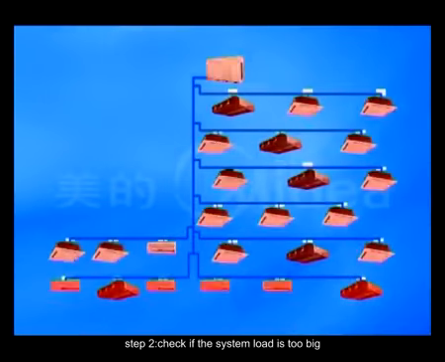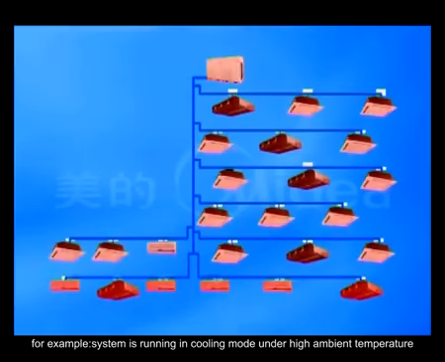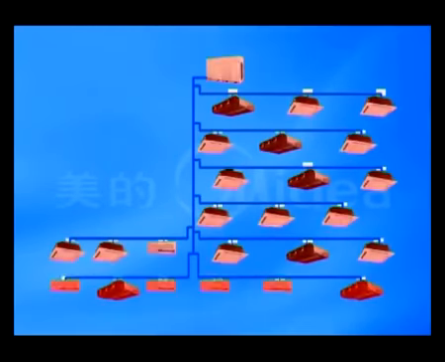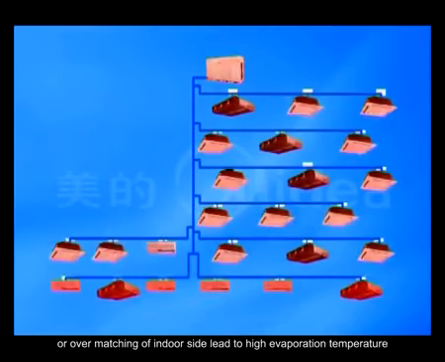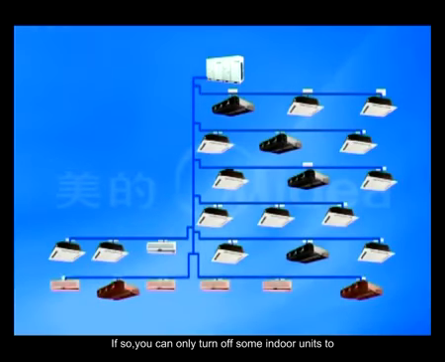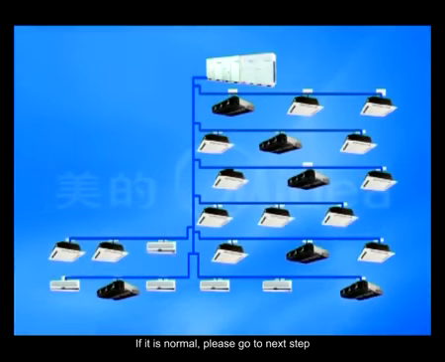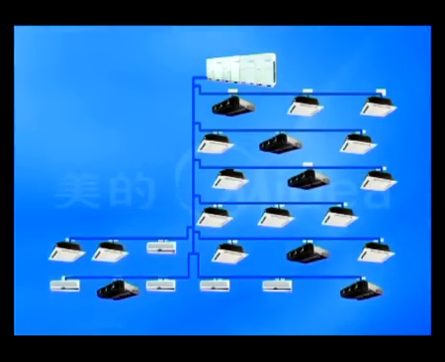Step 2. Check if the system load is too big. For example, the system is running in cooling mode under high ambient temperature, or overmatching of the indoor side leads to high evaporation temperature. If so, you can turn off some indoor units to decrease the running load, or add some outdoor units. If it is normal, please go to the next step.